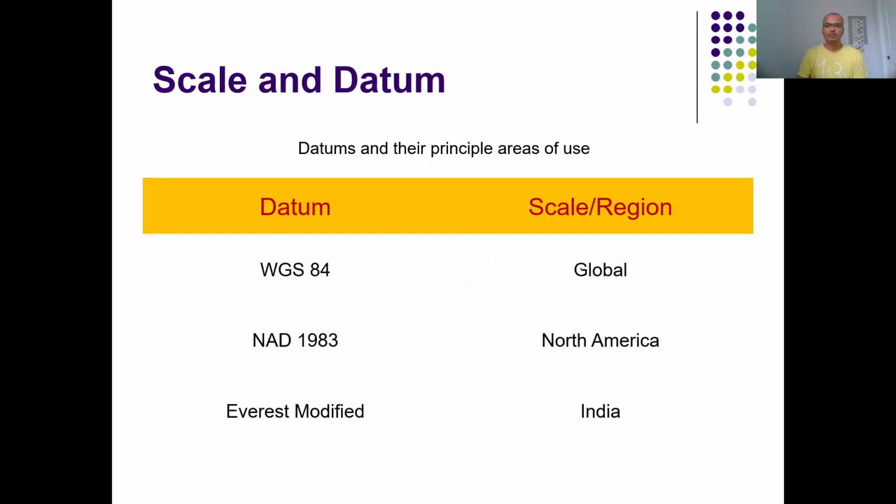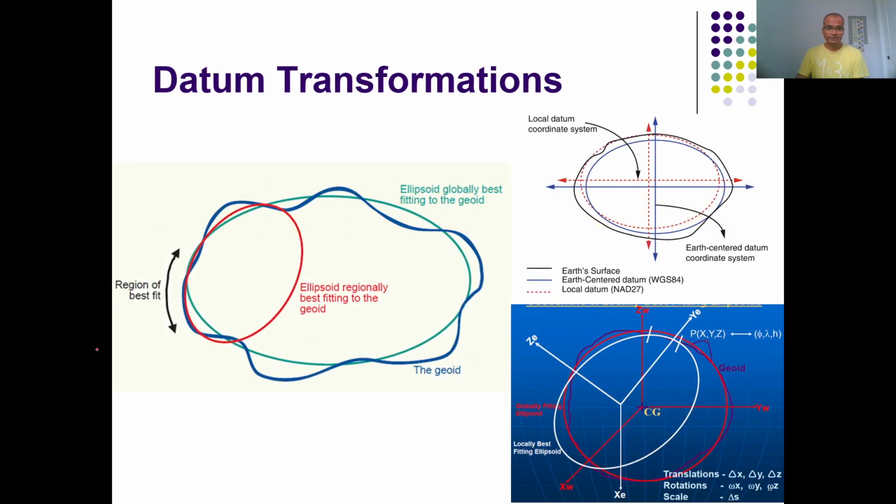Say for example, at a global level, we have a datum covering the entire globe called World Geodetic System 1984. To cover, say for example, the continent of North America, we have North American Datum 1983. To cover the Indian subcontinent, we have Everest Modified. There are hundreds of datums used for different scales with different purposes. And of course, we have the best datums for local scale and the best datums at global scale.